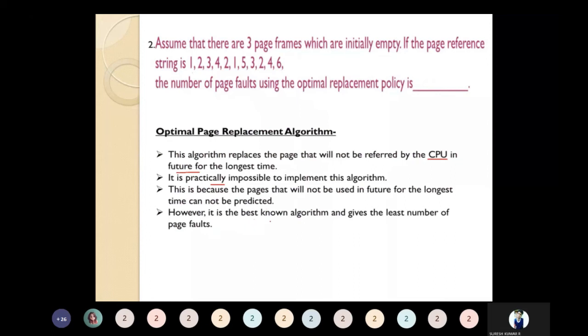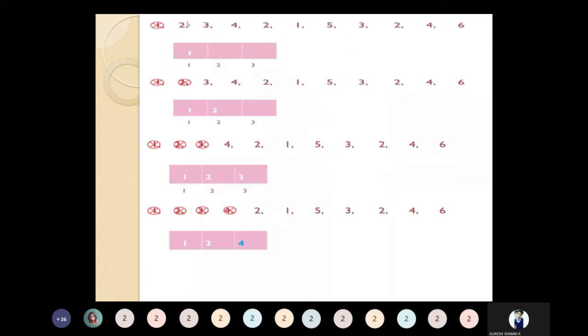However, it is a best-known algorithm, because by using this algorithm we get the least number of page faults. So this is a good one, but it cannot be practically implemented. Okay, this is the optimal page replacement algorithm. So by using this method, we have to find out the page faults.